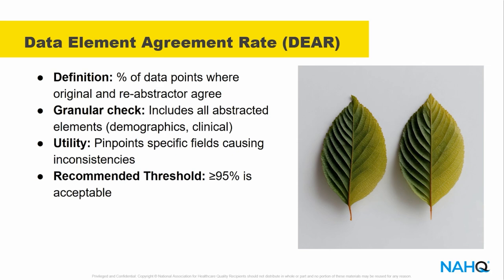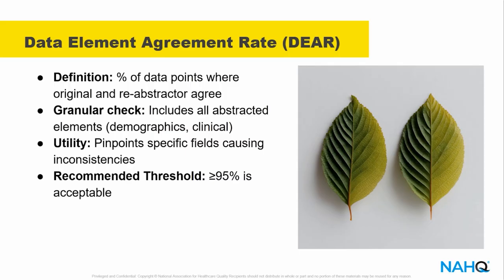So DEAR is pinpointing exactly where our inconsistencies occur. If we see mismatches clustering around a specific element, let's take severe sepsis present again, that's a clear signal that the team needs extra support and training in that particular area. So we recommend aiming for 95% or higher. Anything below suggests there may be systemic issues at play.